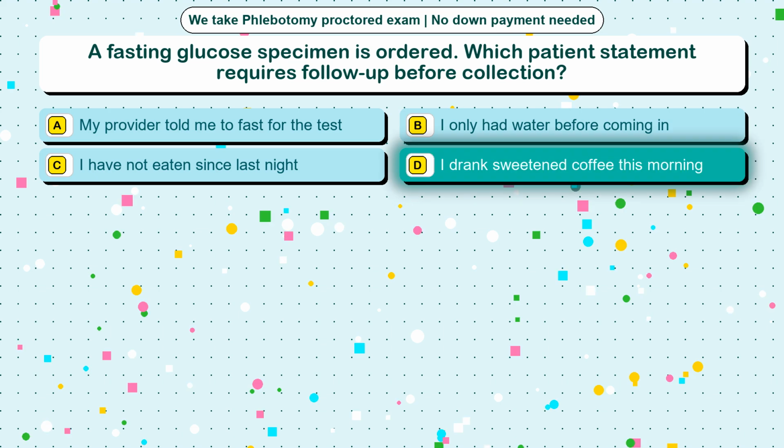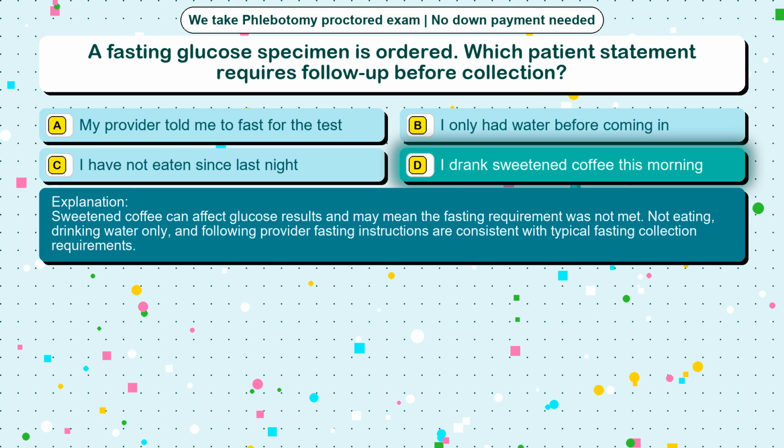The correct answer is option D, I drank sweetened coffee this morning. Sweetened coffee can affect glucose results and may mean the fasting requirement was not met. Not eating, drinking water only, and following provider fasting instructions are consistent with typical fasting collection requirements.